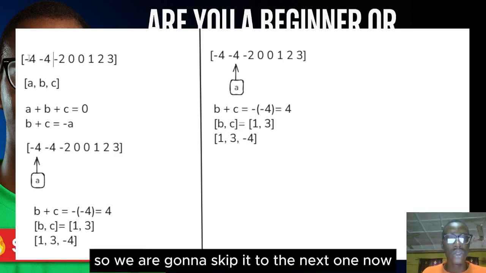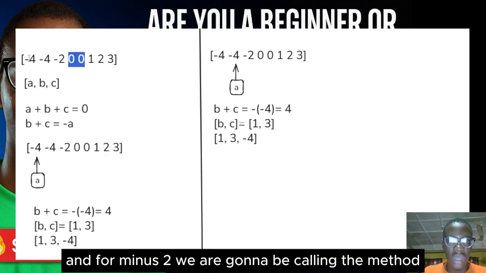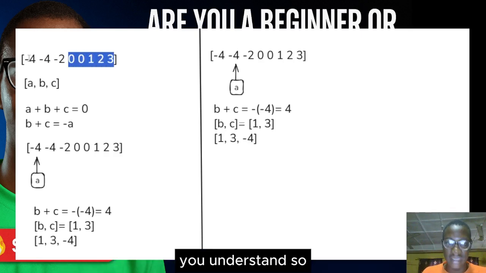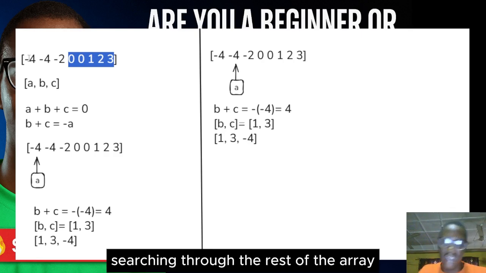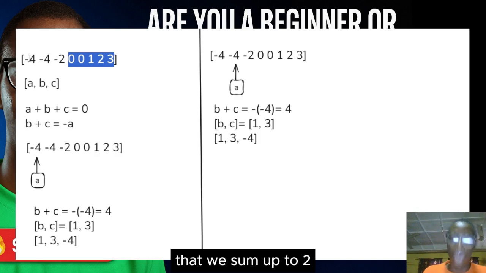You understand? So we skip to the next one now, -2. And for -2, we are going to call the method. We are going to search through the rest of the array to find any possible pair that will sum up to 2.